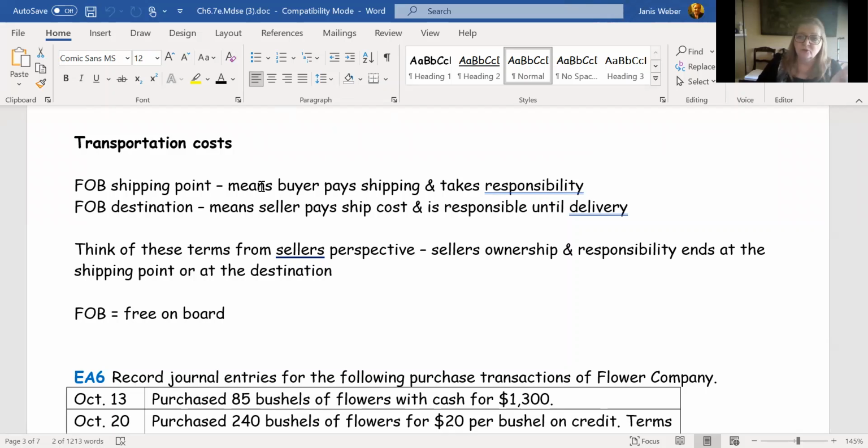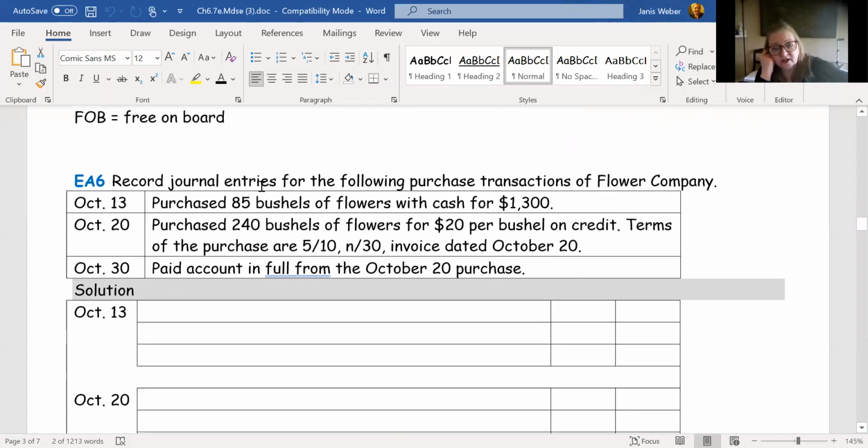Now, sometimes you'll see if something's shipped from Dallas to Denver, that it'll say FOB Dallas if it means shipping point. Instead of FOB shipping point, it could say FOB Dallas. And instead of FOB destination, it could say FOB Denver. So you could actually reference the city instead of the words shipping point or destination. But in any case, it's about who's paying the shipping cost. And it's always stated from the seller's perspective. Okay, so the seller's ownership and their responsibility and their payment requirements are all tied to this place where the FOB ends.